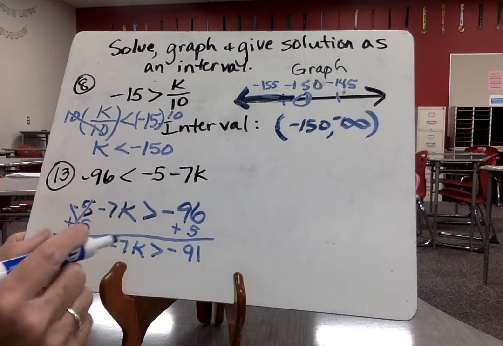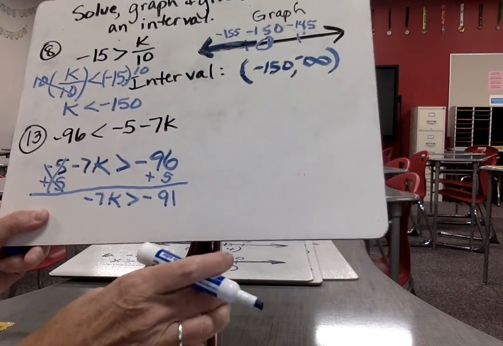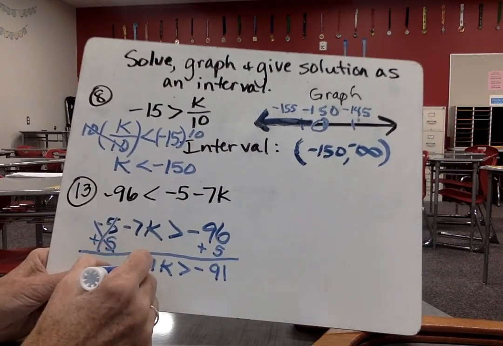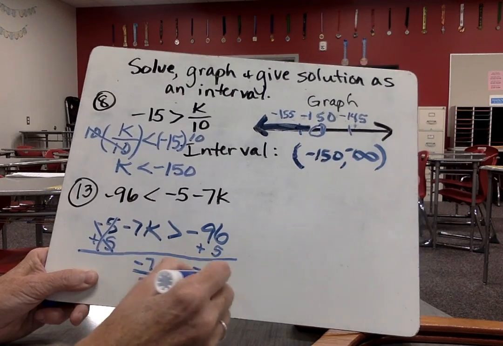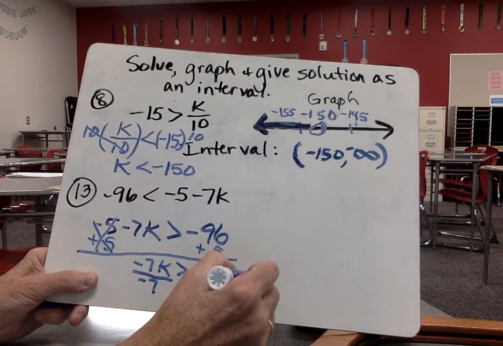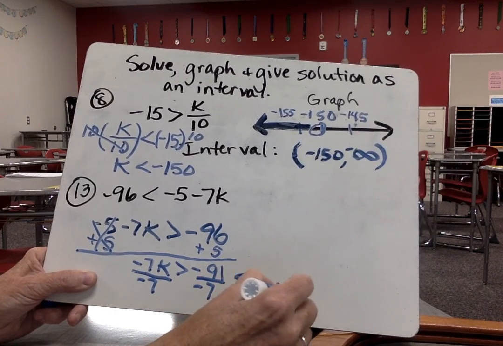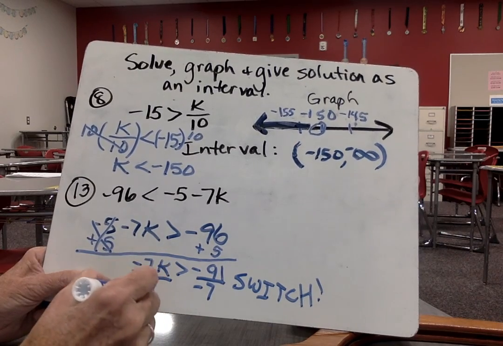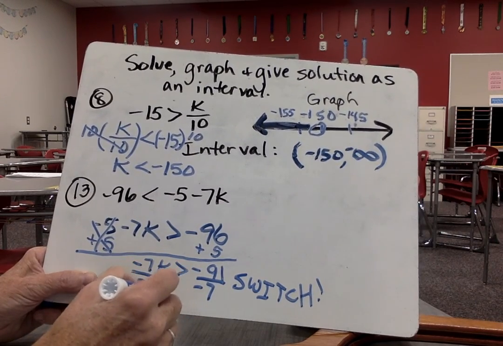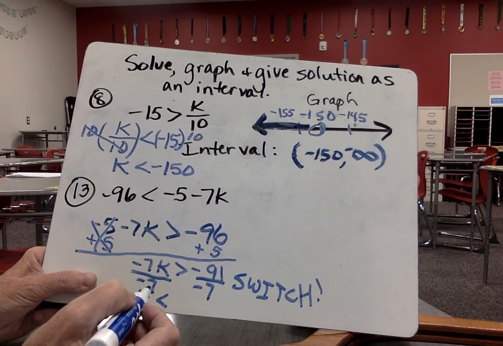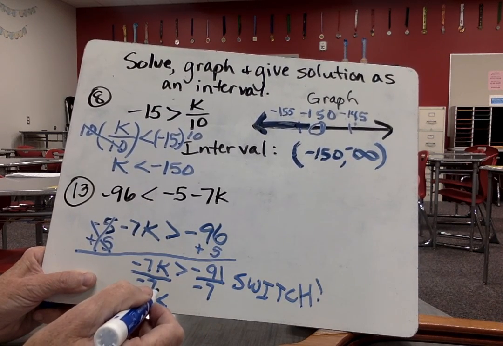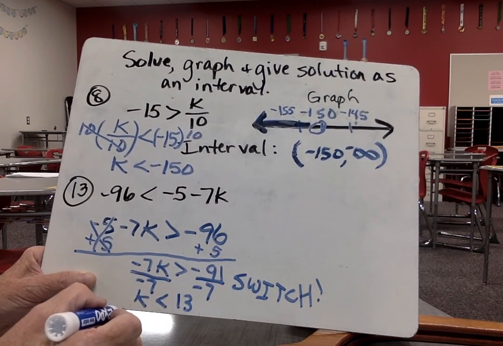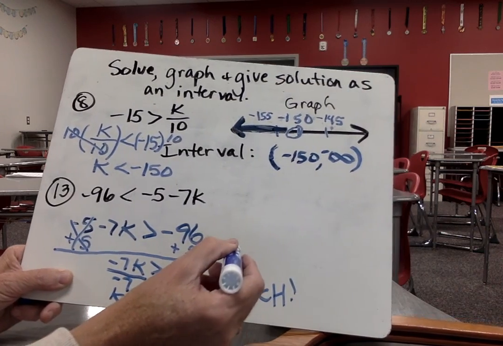Then, here comes the tricky part. I'm going to divide by -7. If I divide by a negative, you switch. That means we need to switch the signs. So k, instead of greater than, becomes less than, and then 7 goes into 91. I want to say 13 times, and negative divided by negative is positive. So k is less than 13.